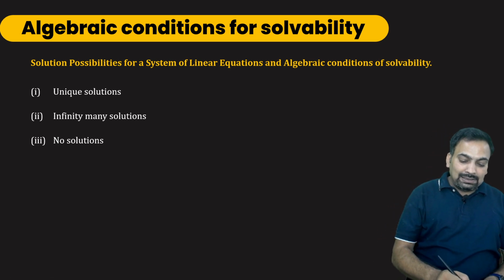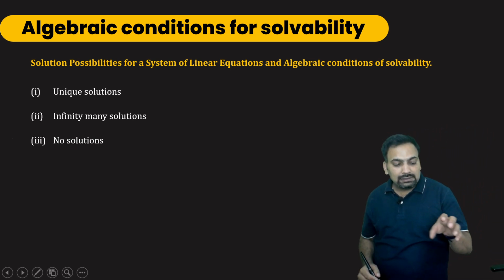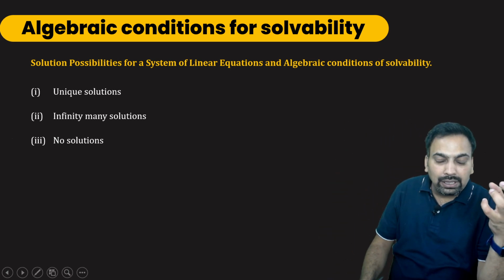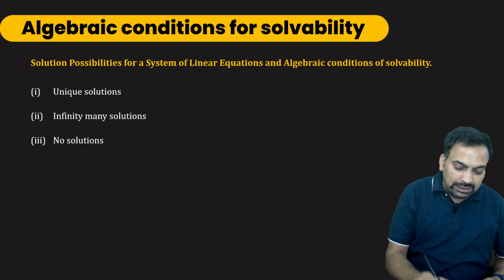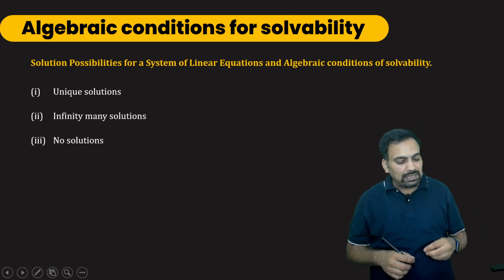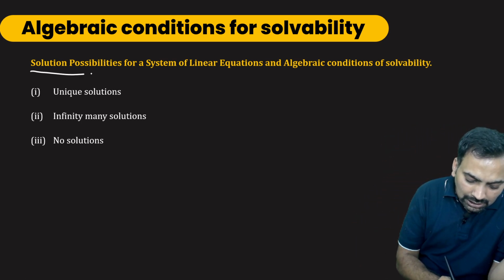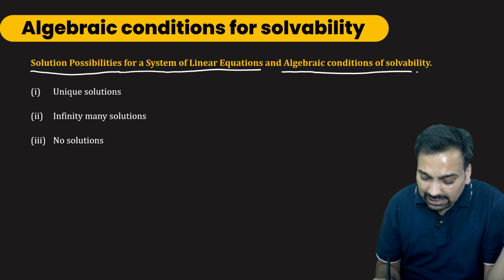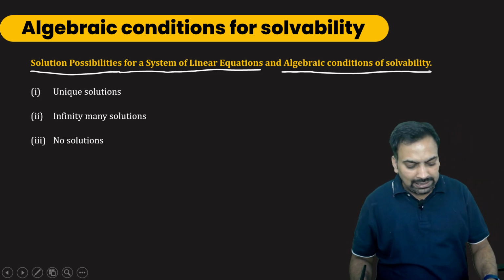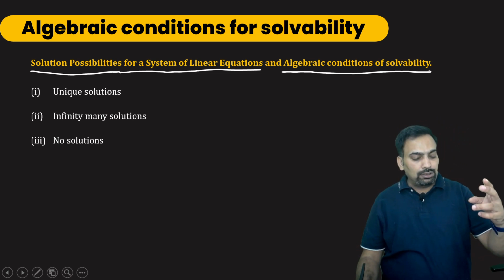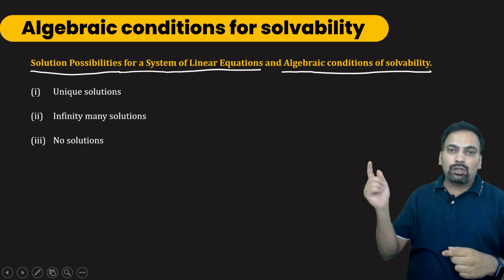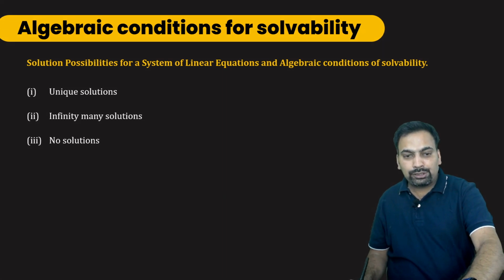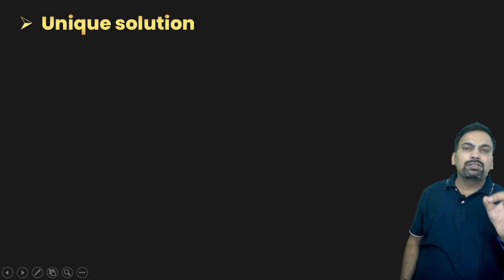So this is the way these three methods tell you about the equation. So what type of solution does the equation have? Unique solution, infinitely many solutions, no solution. The solution possibilities for a system of linear equations and the algebraic condition of solvability are these three: unique solution, infinitely many solutions, no solution. So let's understand these three solutions one by one. Number one is unique solution.